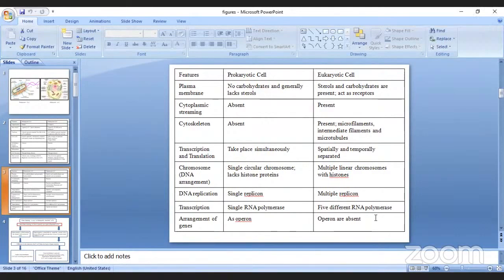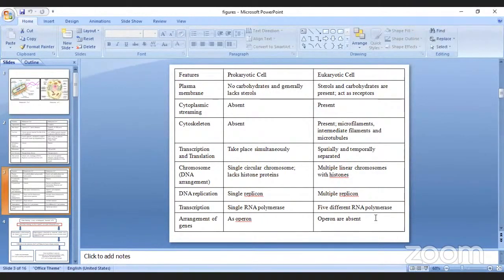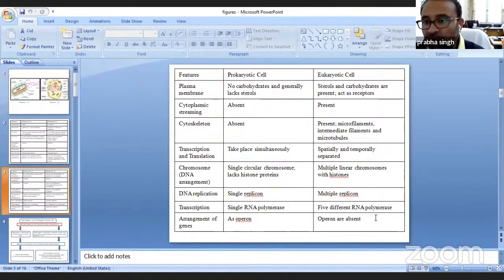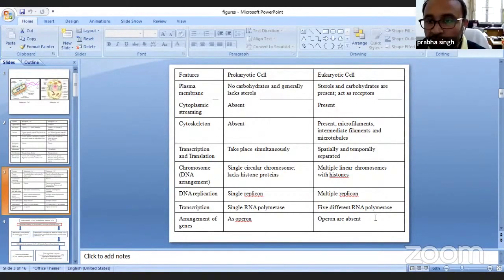Yes, sir. Okay, right. So can you please tell me, in the case of eukaryotes, where does transcription take place? Transcription takes place inside the nucleus. Okay, and translation? Translation happens in the cytoplasm. Okay, very good. So in the case of the eukaryotic system, we have transcription in the nucleus and translation in the cytoplasm.